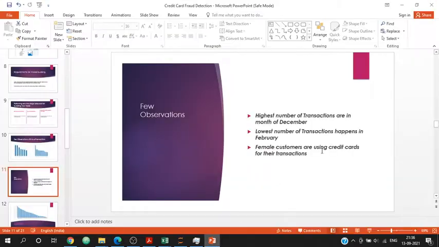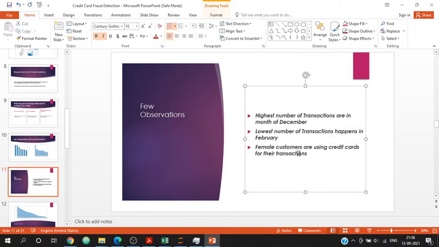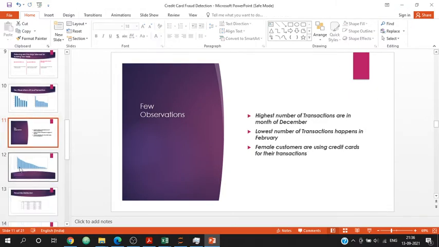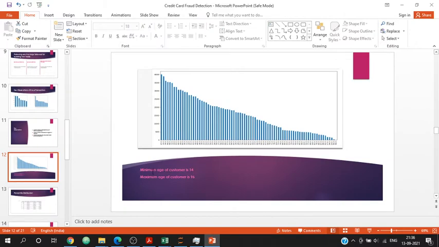Here I found out that the highest number of transactions happen in the month of December, and the lowest number of transactions happen in February. This is expected because the number of days is less in February. Female customers are using credit cards for the transactions. This is also because the female customer count was more. So this was also one of the observations.